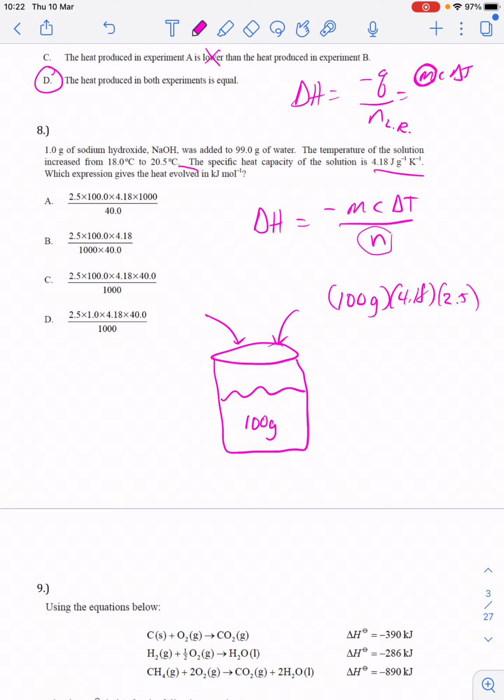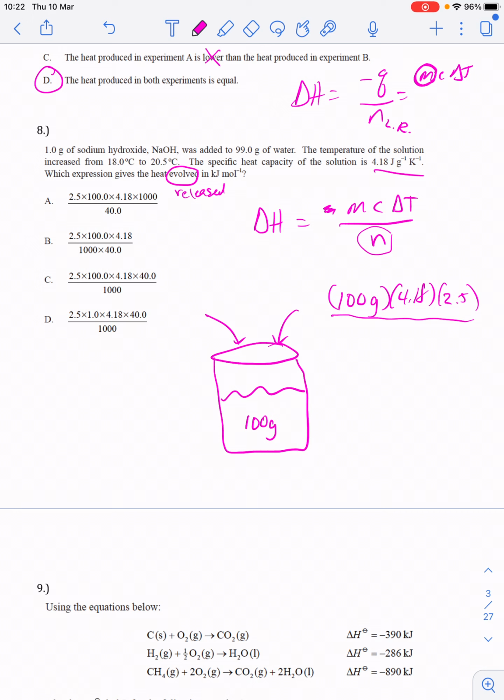Now they've included that word evolved. That's the same thing as released, so I don't really need to bother with the negative sign. I can see none of these have a negative sign in front of them, so I can ignore that. They've implied that the energy is being released and that it's exothermic. Okay, so I've got my q expression on the top, and on the bottom, I need to have my mole expression. It's based on the moles of limiting reactant.